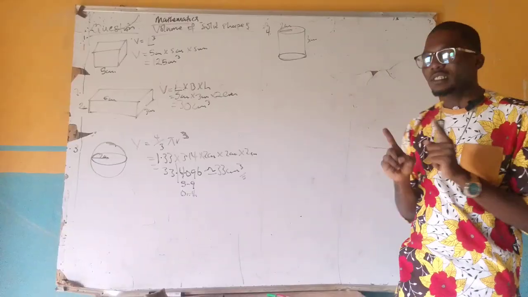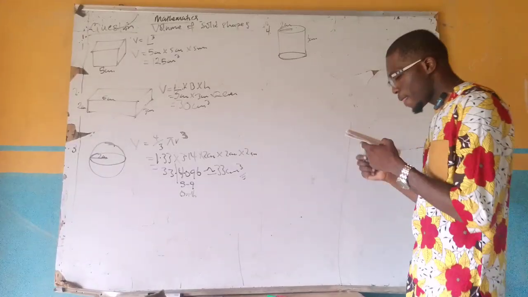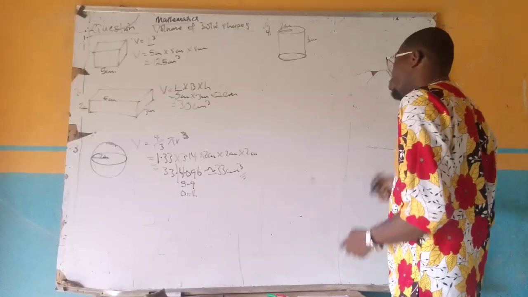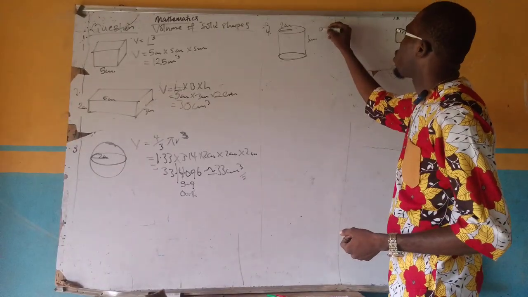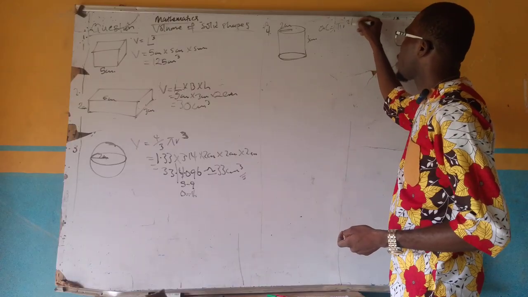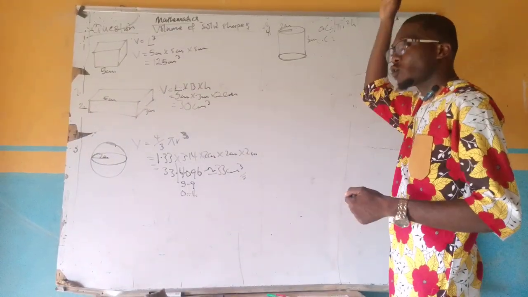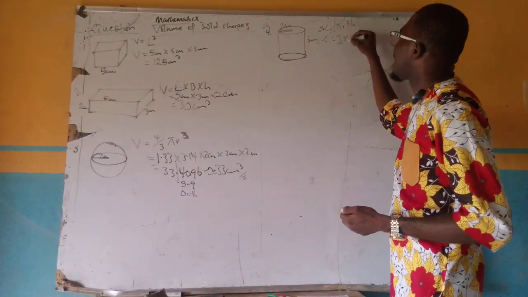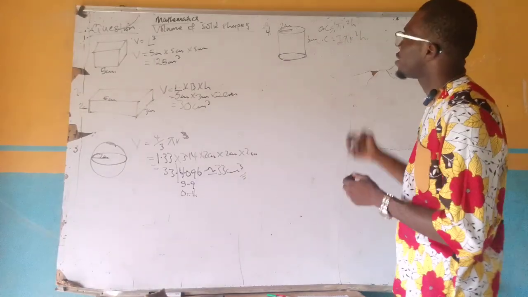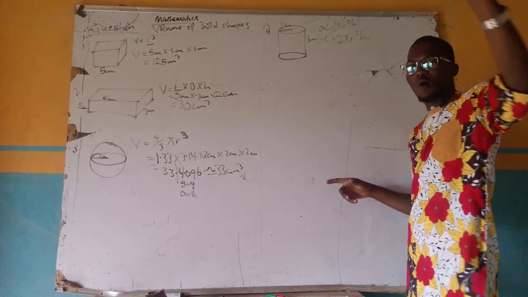So that means there are two formulas. For an open cylinder, the formula is V equals pi r squared h. But if it's a closed cylinder, that has two circles, so we write 2 times pi r squared h. This 2 is simply telling us that there are two circles, while the other one means there's only one circle.